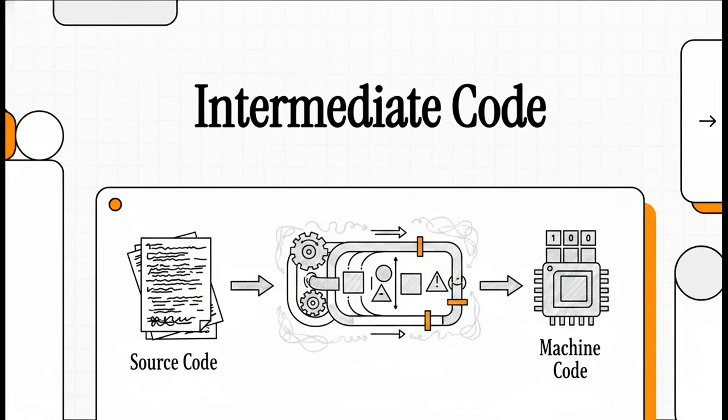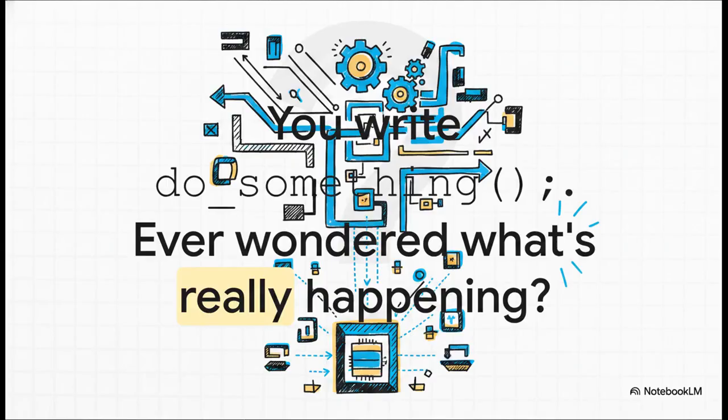Have you ever just stopped and thought about the hidden world that exists between the code you write and the code your computer actually runs? Yeah, it's this whole space filled with translation and optimization, and today we're going to take a calm peek behind that curtain. You type out a simple function call, something you probably do thousands of times, and it just works.